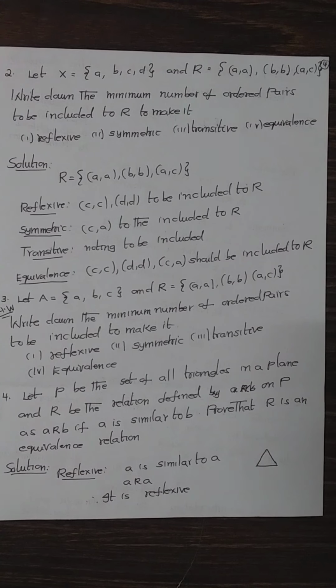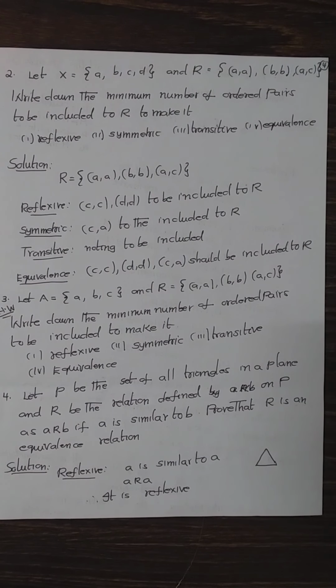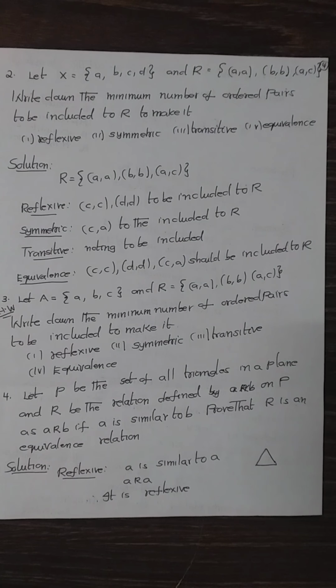So if you understand the second sum, third sum also almost same model. Okay, see, one non-empty set X is given and they define one relation on that non-empty set. What is that relation? (A,A), (B,B), (A,C). Then they are asking, what are the ordered pairs that you should add to make it reflexive?